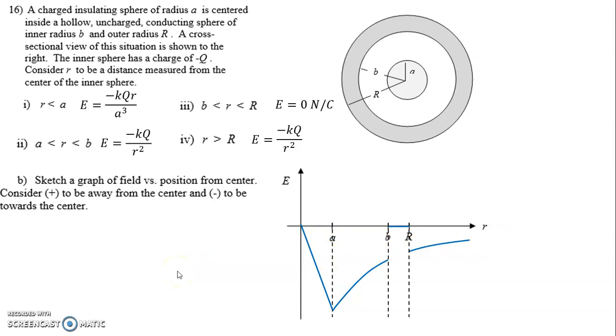Now, it doesn't say to do so, but it might be a good idea for us to label some pertinent points on the E-axis. So for example, this point here, just take a second and think through what's the value of E at this point so we can label it on the E-axis.